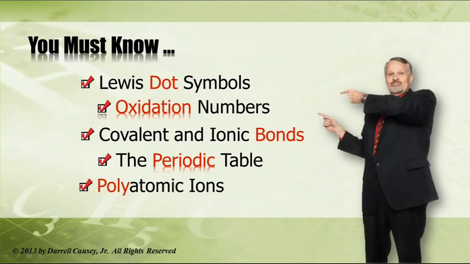Valence and ionic bonds, the periodic table, and polyatomic ions. You need to be familiar with these. You need to know how to use the periodic table. Remember, that is your most important tool in the chemistry class.